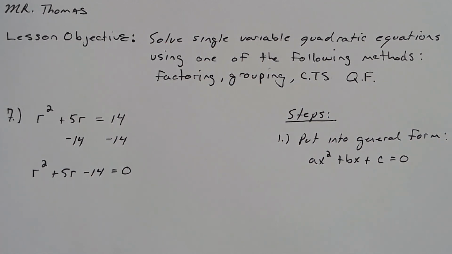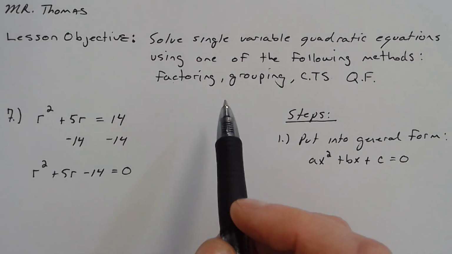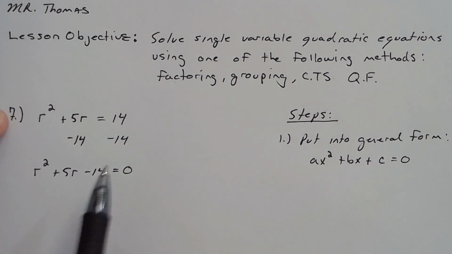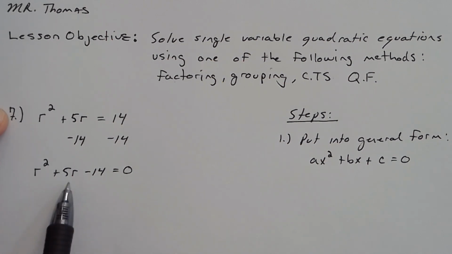And now we need to determine which method is going to be the easiest to solve this. There's factoring, there's grouping, the quadratic formula. We want to solve this quadratic equation by grouping. So what we are looking for is two numbers that when we multiply them together, we get -14, and when we add them, we get 5.